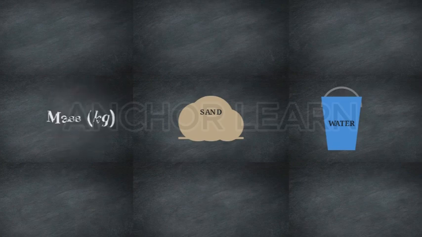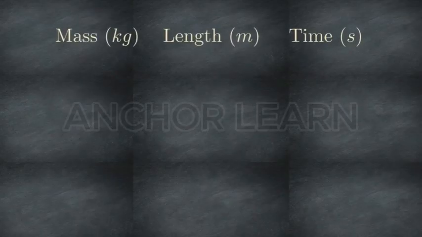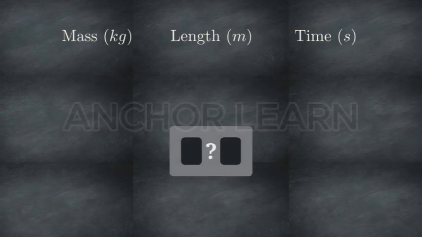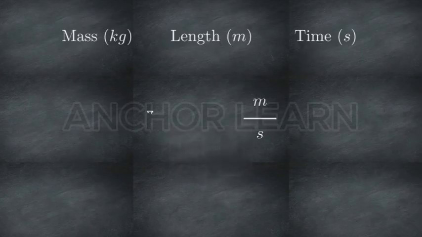Physics uses the same logic. The core ingredients of the universe are mass, measured in kilograms, length in meters, and time in seconds. These are your fundamental quantities. Every other concept in your textbook is a block molded from these basics. For example, dividing length by time gives you the derived unit for velocity.